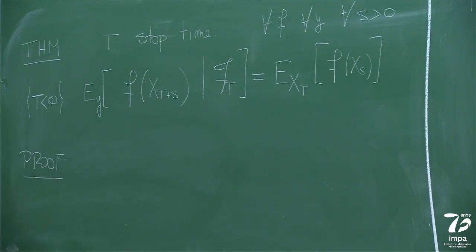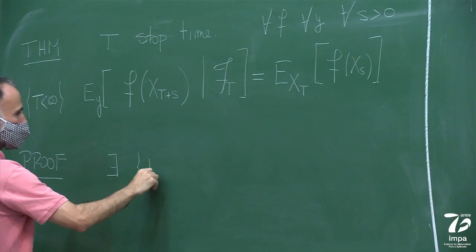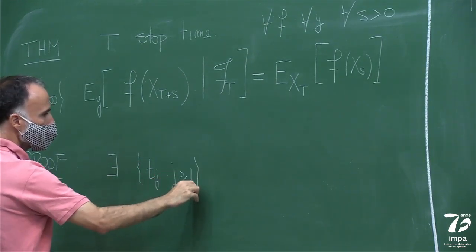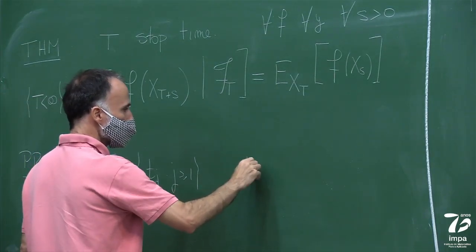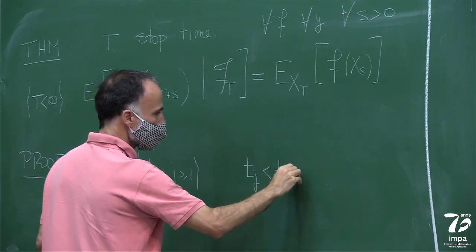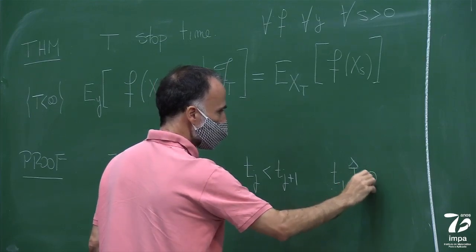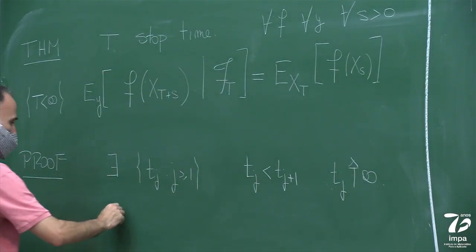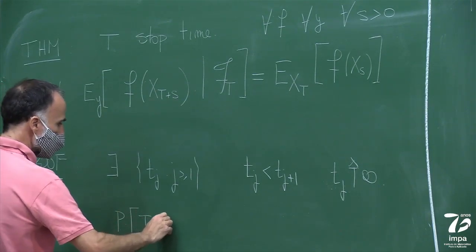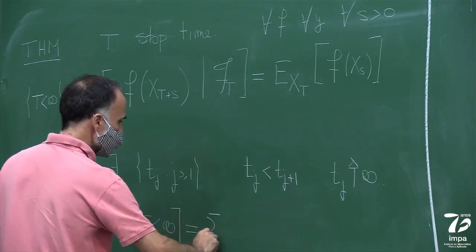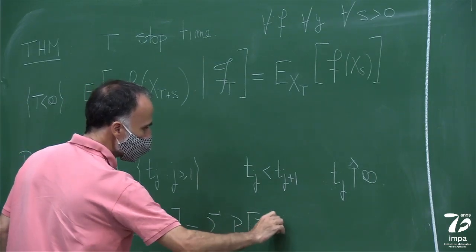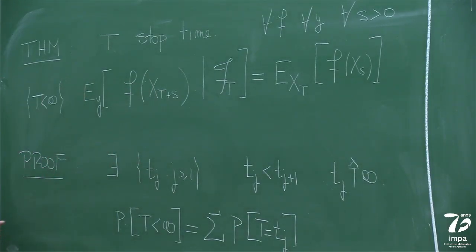The proof goes in two steps. I'll first assume that T is discrete. So I'll assume that there exists a set t_j with no accumulation points, so let's say it's an increasing set, and for which the probability that T is less than infinity is equal to the sum of the probabilities that T is equal to t_j. So I'm assuming that T takes only a countable increasing number of possible values. And what I claim is that if this is true, then I can prove this result.